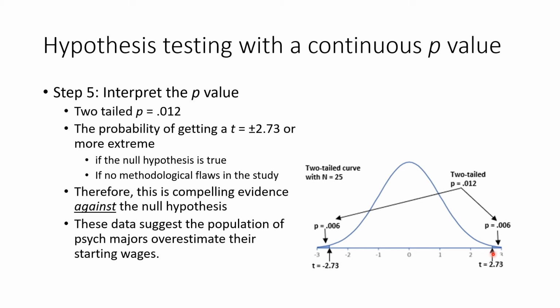How likely is that to happen if the null hypothesis is true and students are actually accurate in estimating their starting salary? Well, it could happen due to sampling error, but it's only going to happen with a p-value of 0.012. So it's going to happen about 1 time out of 100. It's going to happen very rarely. So this is very unlikely to happen due to sampling error, and this is fairly compelling evidence against the null hypothesis. These data suggest that the population of psych majors in this example overestimate their starting wages.